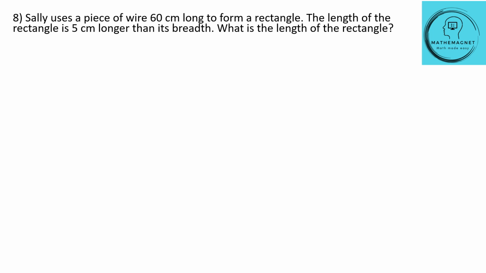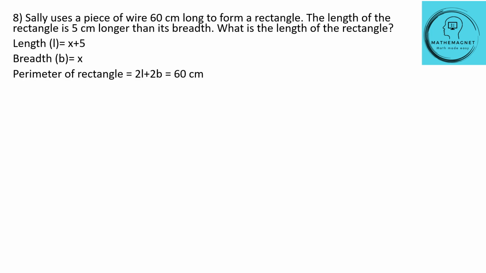Question 8. Sally uses a piece of wire 60 centimeters long to form a rectangle. The length of the rectangle is 5 centimeters longer than its breadth. What is the length of the rectangle? So let's see how to do it. Let us name length as L, and that is equal to x plus 5, because the length of the rectangle is 5 centimeters longer than its breadth, and breadth b is x. That is why length is x plus 5.